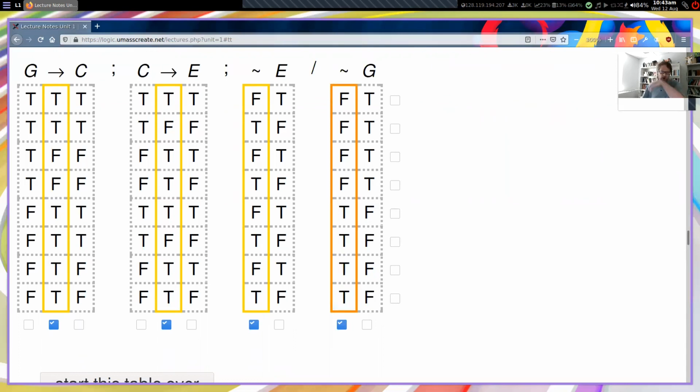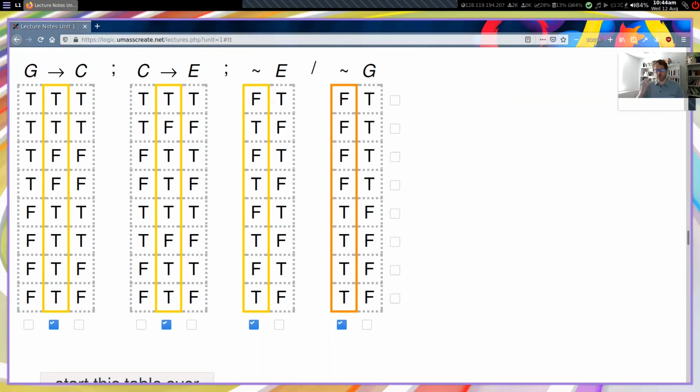We want to look for a row where all the premises are true and the conclusion is false. In this first row, the third premise is false. In the second row, second premise is false. In the third row, the third premise is false. So is the first premise. In the fourth one, again, both the first and the third premises are false. In the fifth one, the third premise is false. In the sixth one, the second premise is false. In the seventh one, the third premise is false again. In the last one, all the premises are true, and so is the conclusion. So we can't find a row.